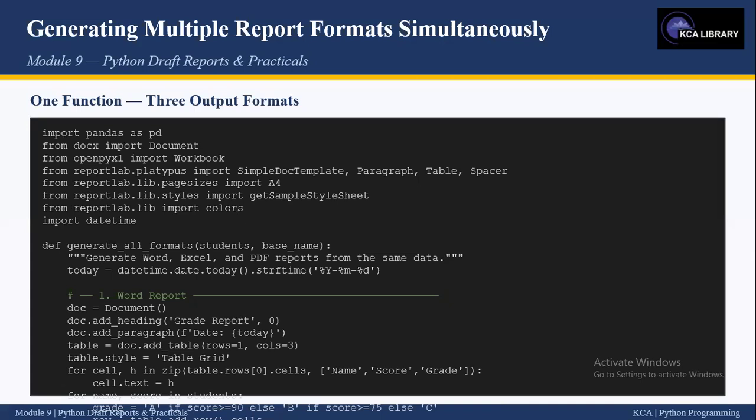The generate_all_formats function accepts a student list and a base file name. It produces a .docx file with a formatted table, an .xlsx file with bold headers and data rows, and a PDF file with a styled table and a navy header row, all from the same input data. Each format is saved independently and confirmed with print statements.